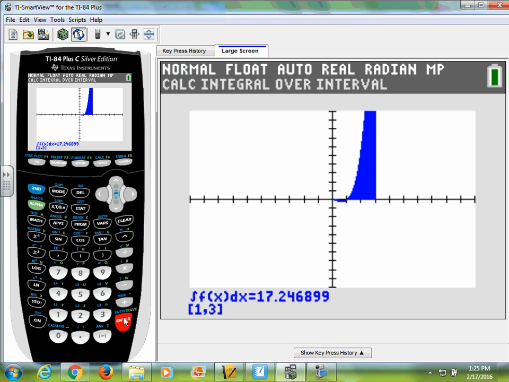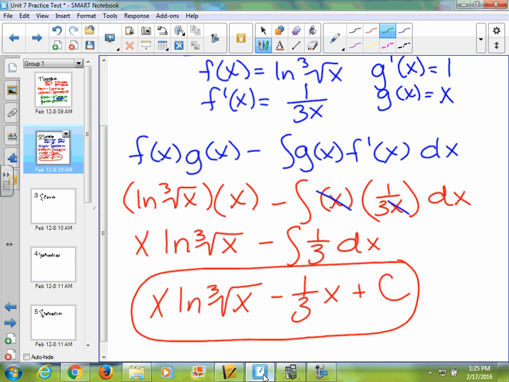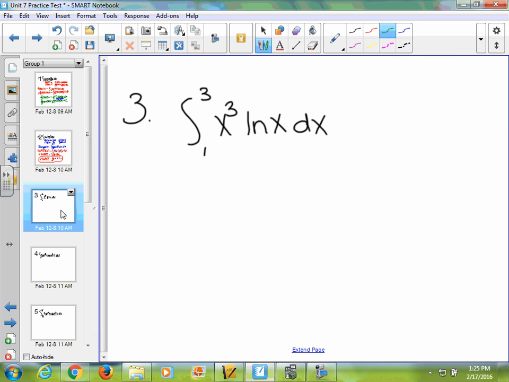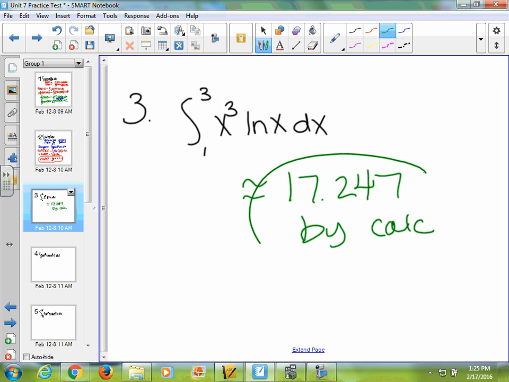And so the area underneath our graph from 1 to 3 is approximately 17.247 by calculator.